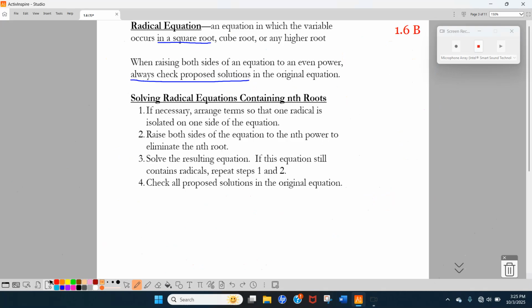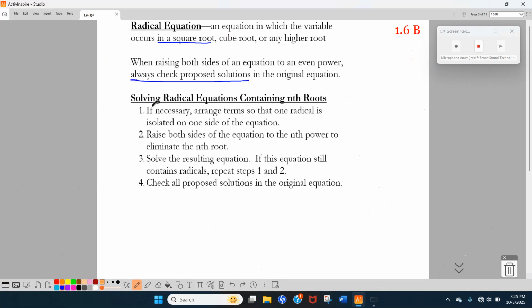All right, so 1.6b, we're solving radical equations. Radical equations are when there's a radical, a square root, a cube root, fourth root, whatever. You will see square roots on your test. That is all. I'm pretty sure that's all they put in there as well.